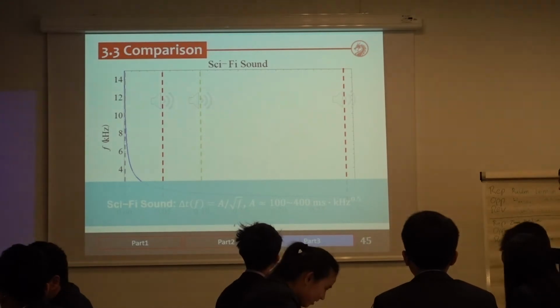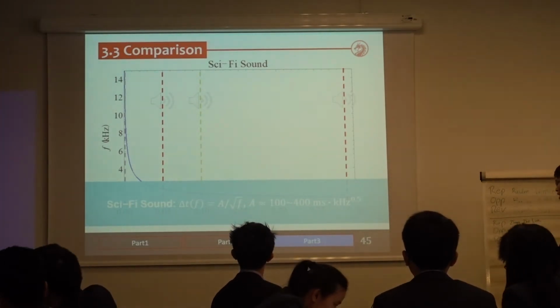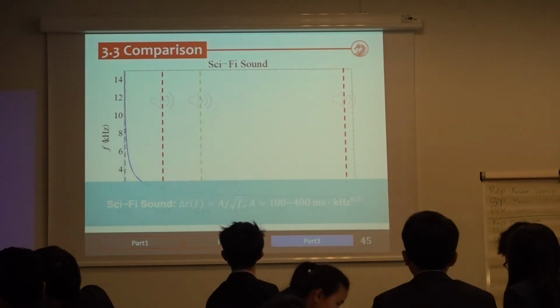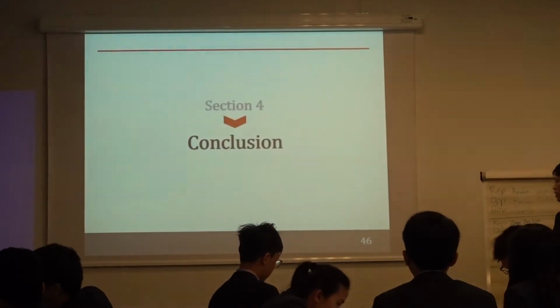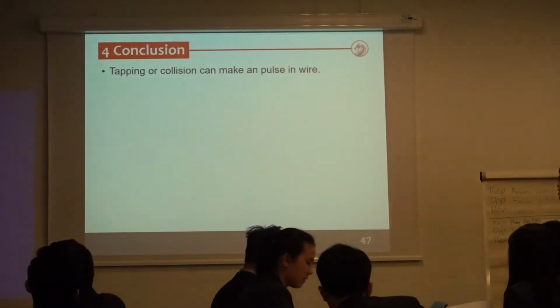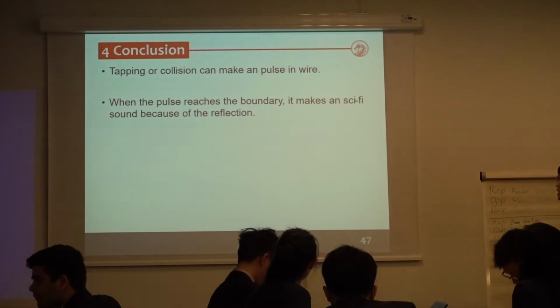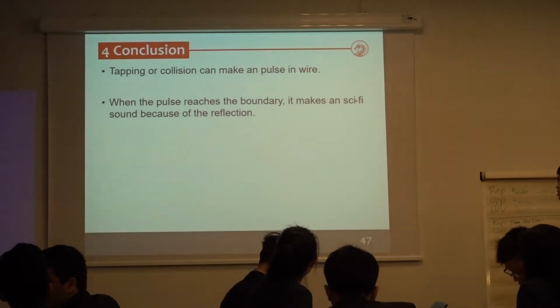So we may conclude that the coefficient of A is approximately in this range, and this is like the sci-fi sounds we heard. And now let's go to our conclusion. First, for the physical image, a technical collision can make a pulse in the wire, and when the pulse reaches the boundary, it makes a sci-fi sound because of the reflection.